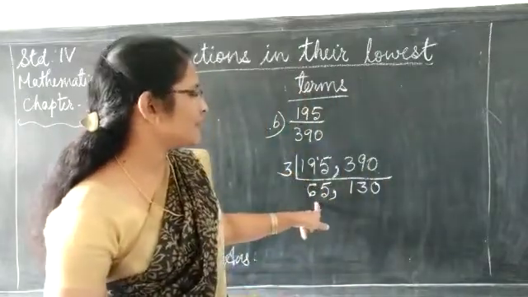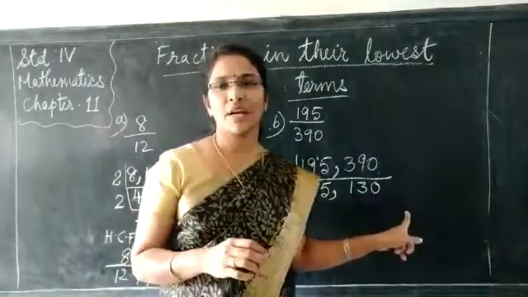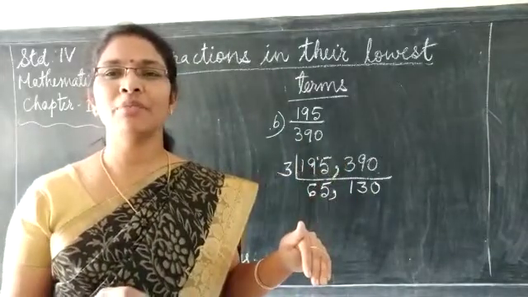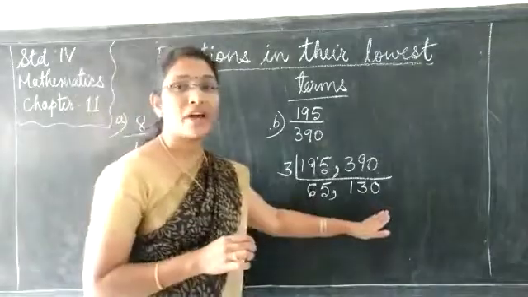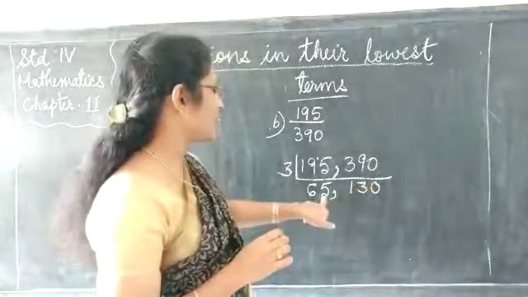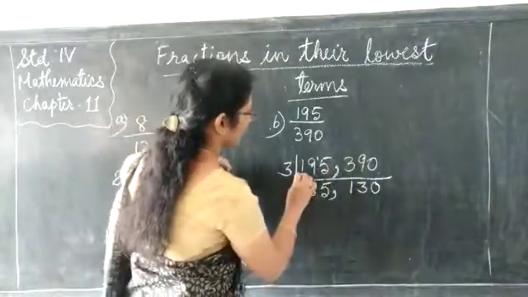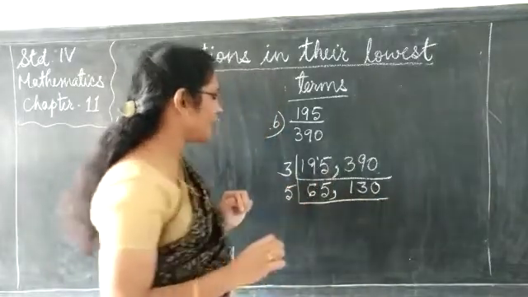Okay. Now, 65 and 130. These numbers are not divisible by 3. Then we have to try with the next prime number. What is that? That is 5. Are they divisible by 5? Yes. Its ones place is 5 or 0. So these numbers are divisible by 5. And we are going to continue the process by 5.